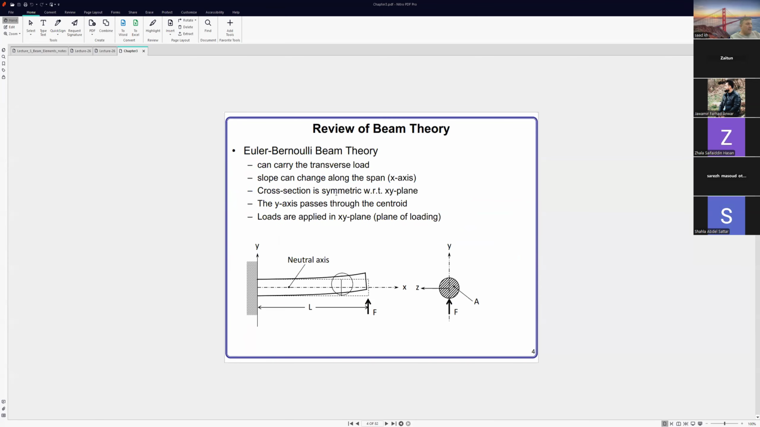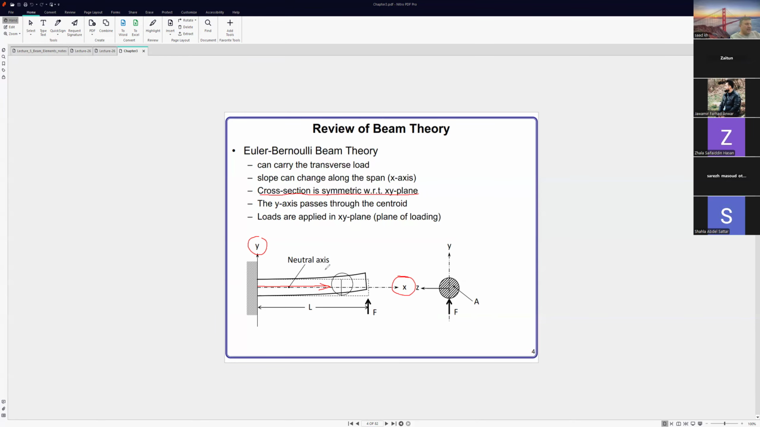So here we have the review of beam theory. Now we have the Euler-Bernoulli beam theory. What does the Euler beam theory mean? It can carry the transverse load. The slope can change along the span, which is the x-axis. Here we have the x-axis, and here we have the y-axis, and the slope changes along this axis.